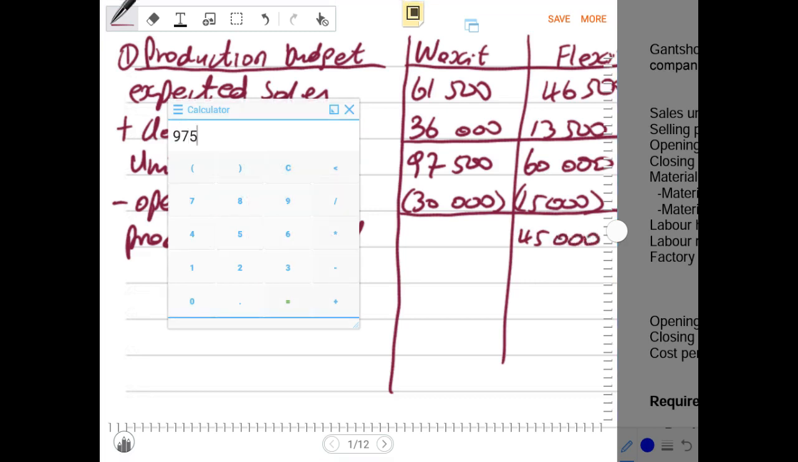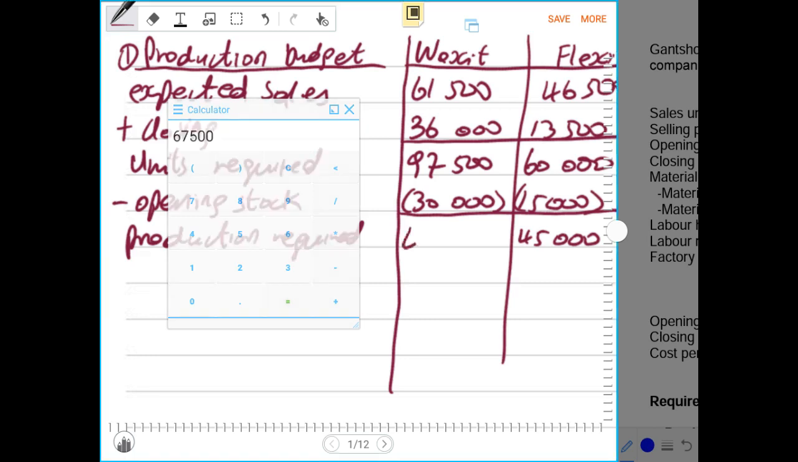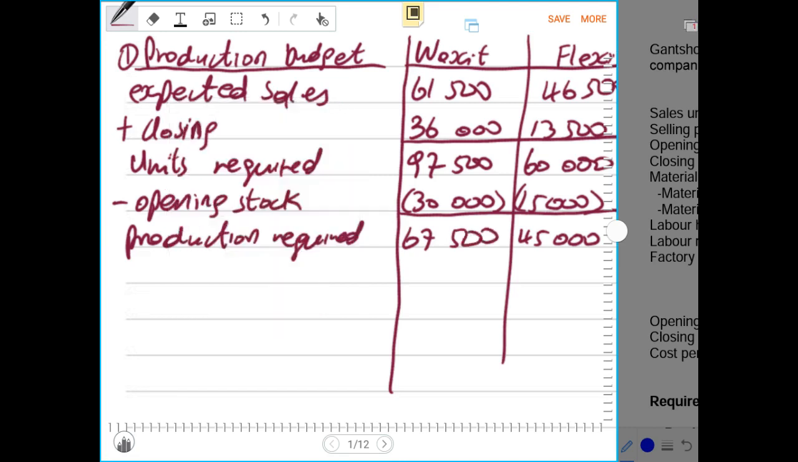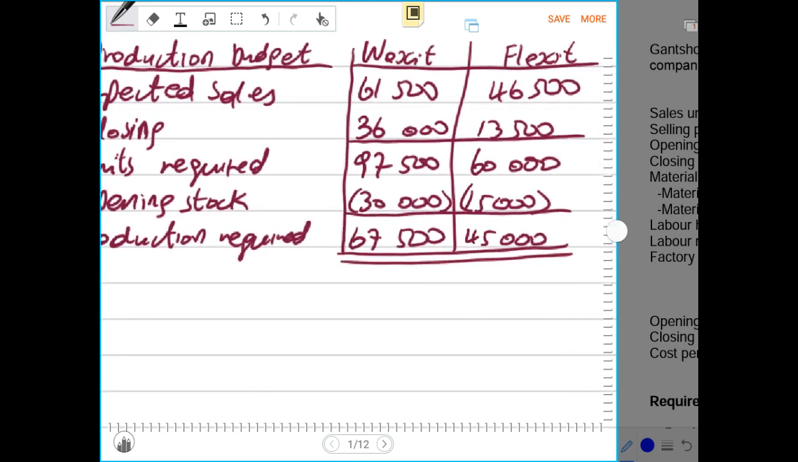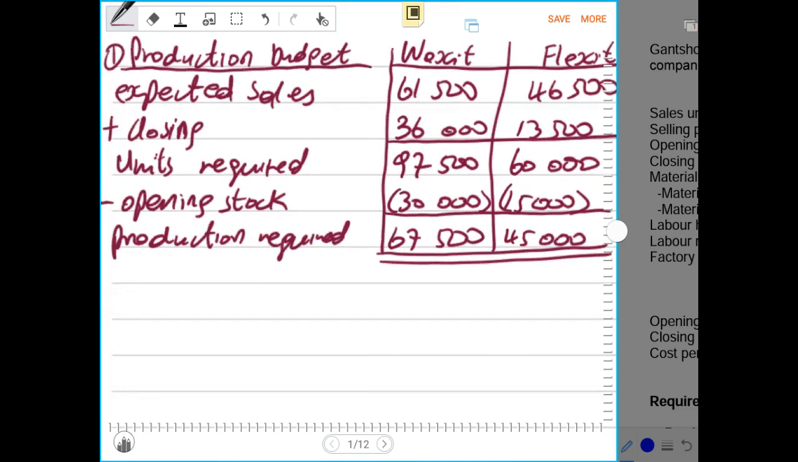Therefore, 97,500 less 30,000 will give us 67,500 units that will be required for production in the current accounting period, because opening has been removed since opening was produced already in the previous accounting period. So now we have removed the opening stock because it was produced in the previous accounting period. Our production budget ends here, and we know that these are the units that need to be produced in the current accounting period.